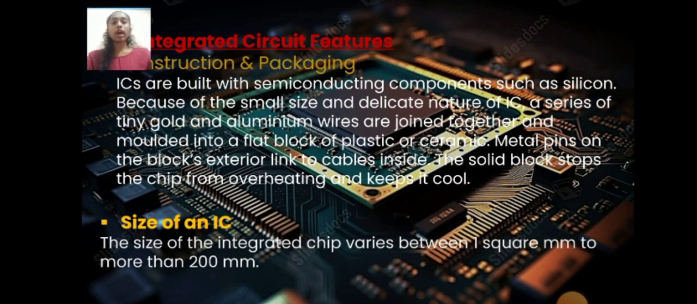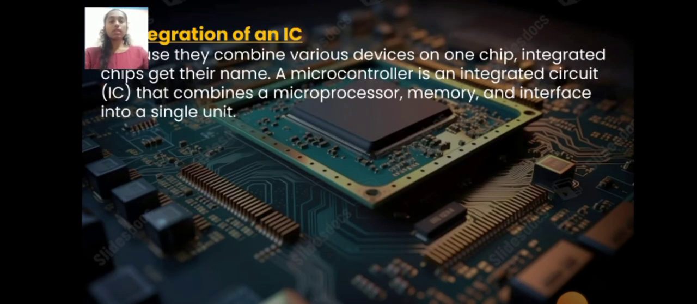First, size of an IC. The size of the integrated chip varies between 1 square mm to more than 200 mm. Next, integration of ICs. Because they combine various devices on one chip, integrated chips get their name. A microcontroller is an integrated circuit that combines a microprocessor, memory, and interface into a single unit.